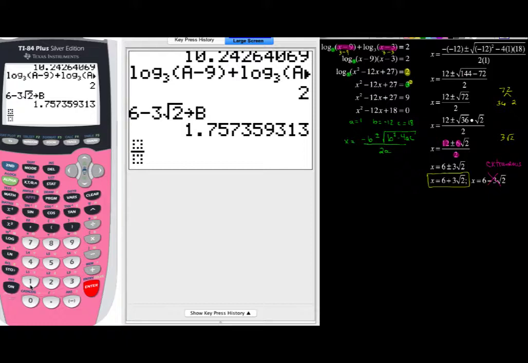So remember, for change of base, the base goes on the bottom. Base always goes on the bottom. Say that three times: base, bottom, base, bottom, base, bottom. So in the numerator, I'm going to just type log, because now we're going to use common log here instead of log base 3.